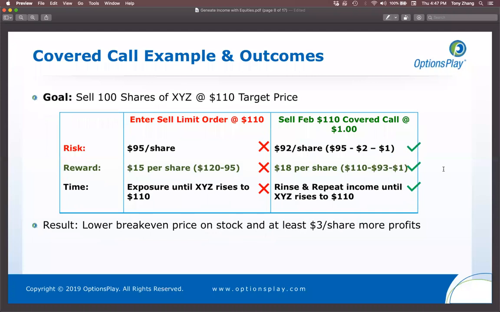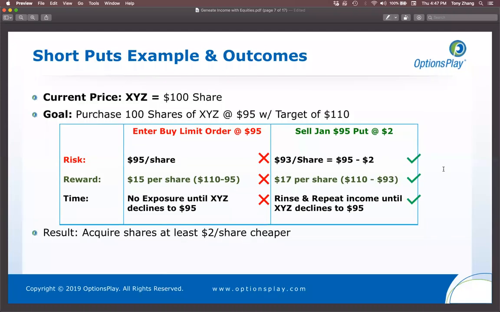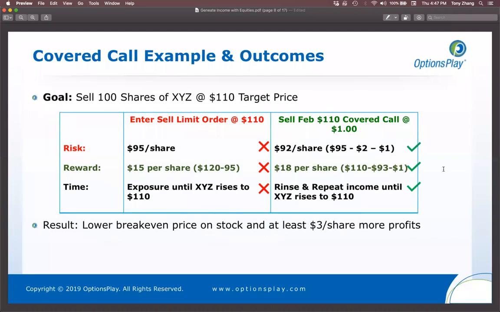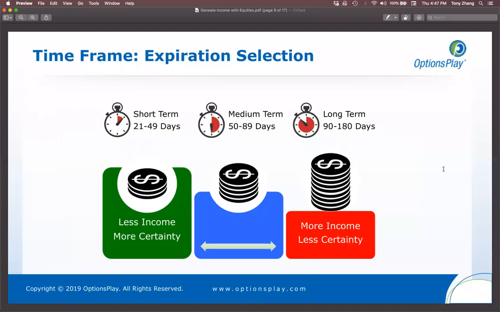So with that, instead of going through these XYZ examples, I've shown you some real examples. I think the best thing to do is really talk to you about why we select certain expiration dates and strike prices.